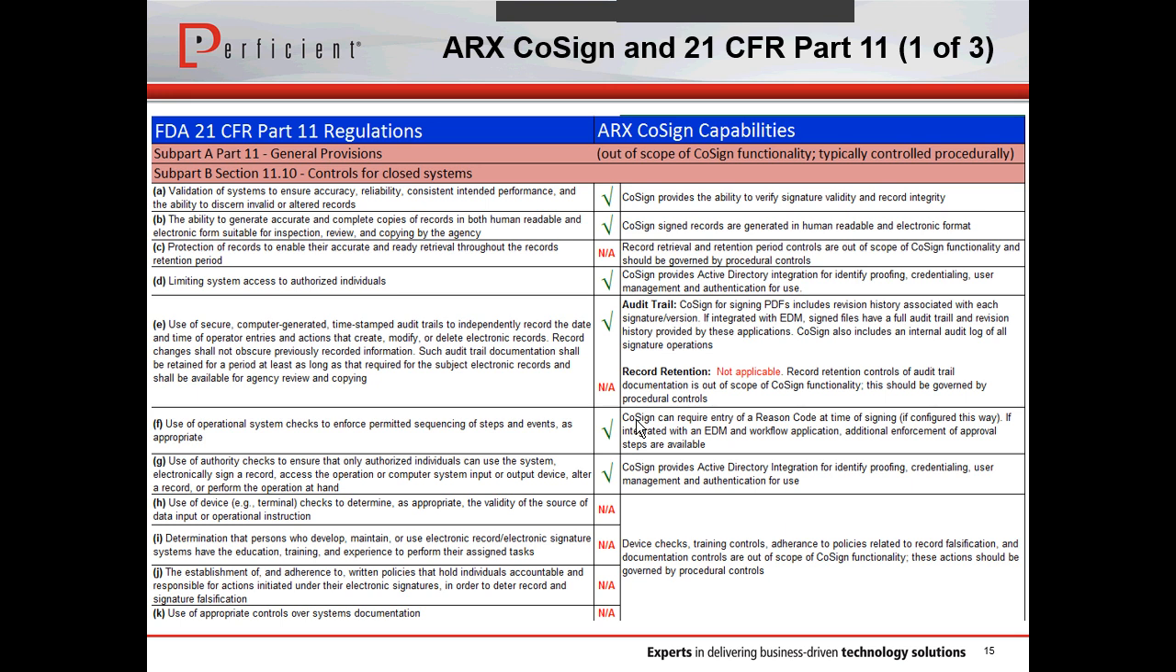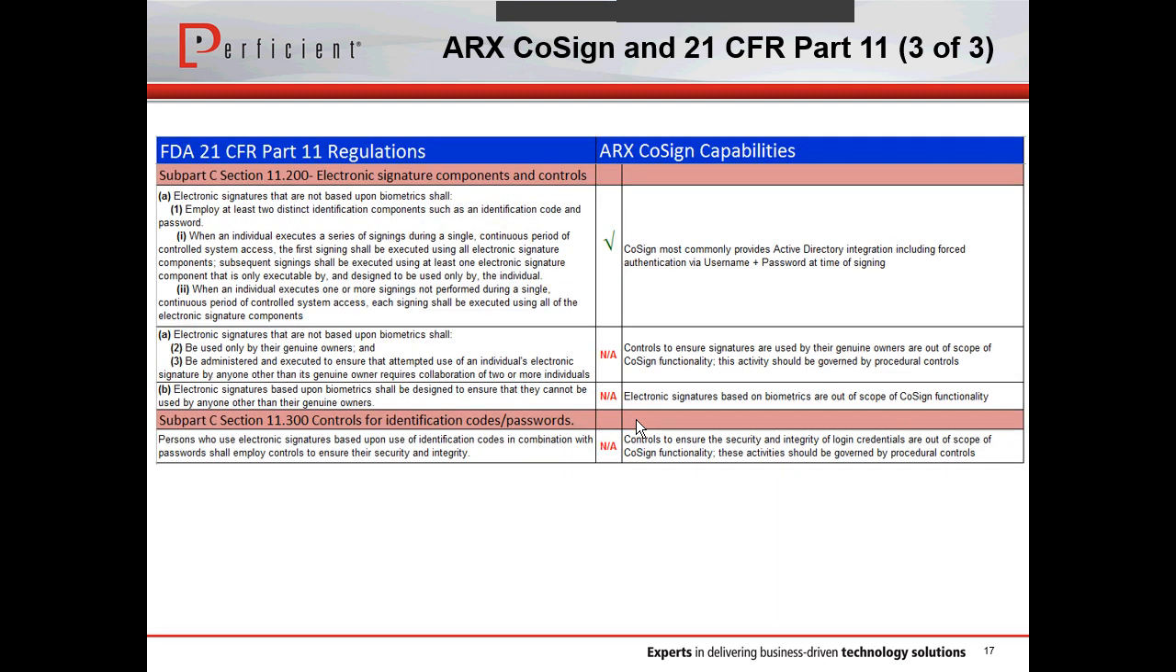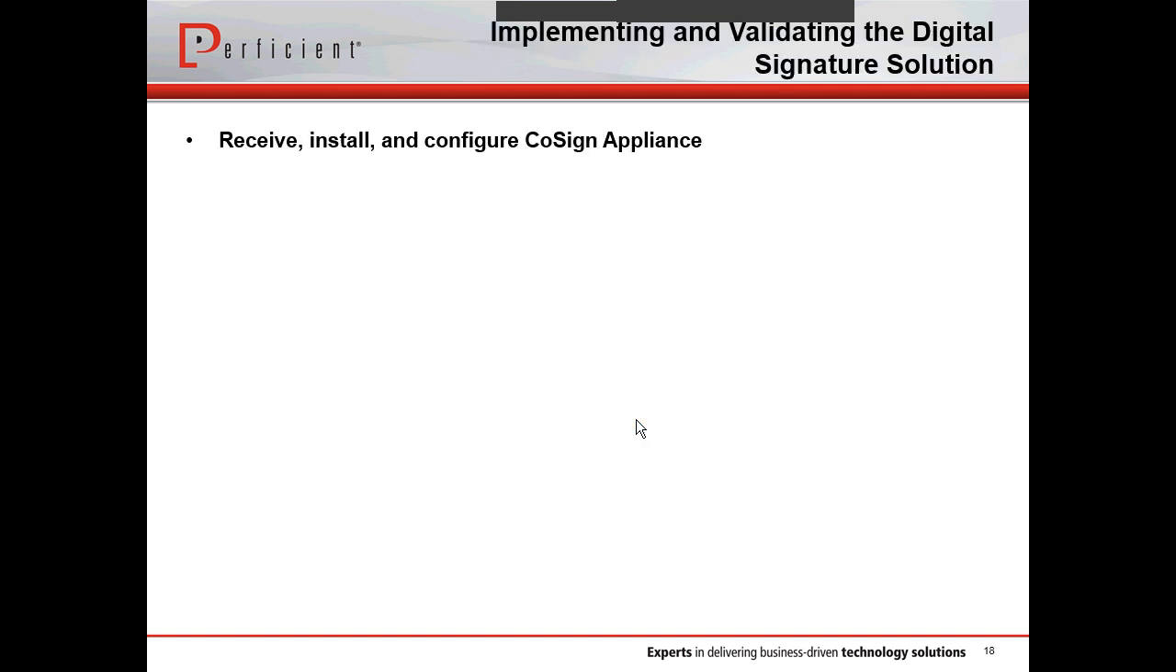I'm not going to go through this line by line. But I want to point out that each of these items, when you see the check mark, is where we identify that CoSign does provide the ability to meet that regulation. Where you see the NA for not applicable, those particular items had to be met with procedural controls. And these are things like record retention and retrieval periods. These things are done through procedural controls in our industry. And so when you go through this, that's to note. We went through every single part and subpart of the regulation and satisfied ourselves that CoSign and our procedures combined were able to meet the regulations.